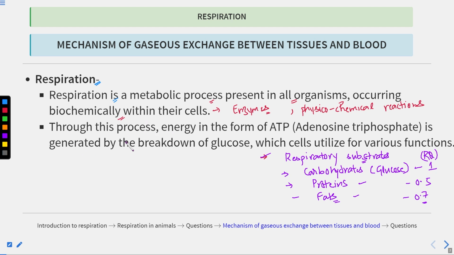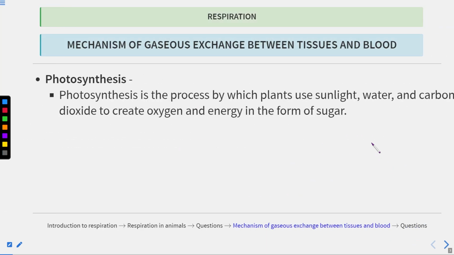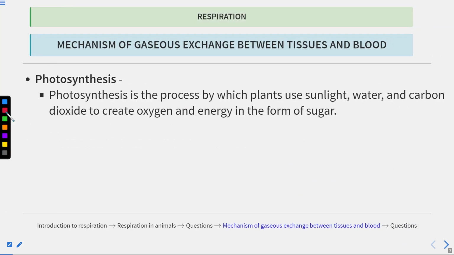Through respiration, energy in the form of ATP is generated by the breakdown of glucose, which cells utilize for various functions. This is clear. Now next is photosynthesis. What is photosynthesis? Photosynthesis is the process by which plants use sunlight, water and carbon dioxide to create oxygen and energy in the form of sugar. This is known as photosynthesis.